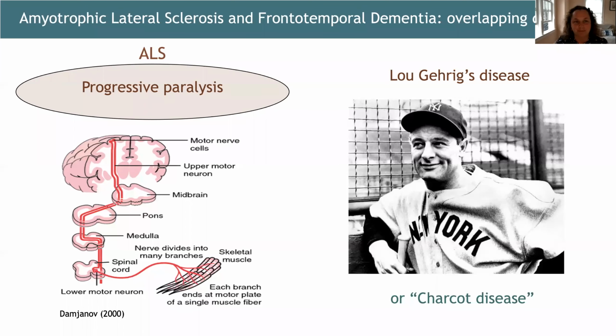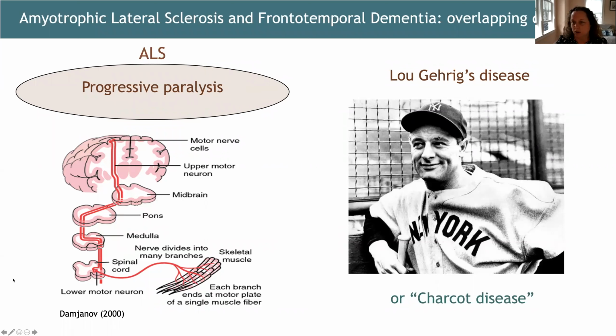So ALS is a neurodegenerative condition characterized by progressive paralysis. This is really due to the loss of the upper motor neurons and lower motor neurons that innervate from the cortex to spinal cord and to the muscles. And the loss of these motor neurons leads to paralysis that is fatal, usually within a few years.